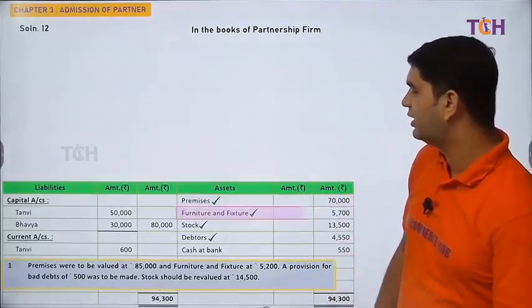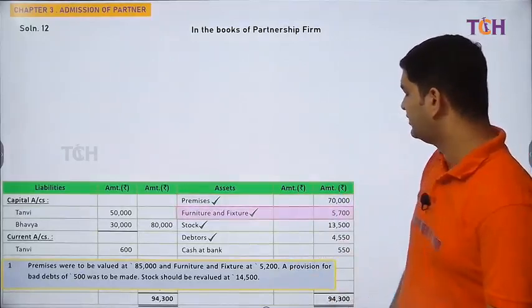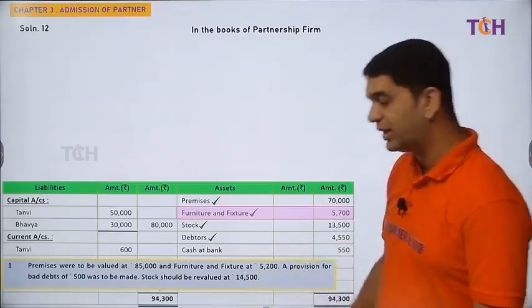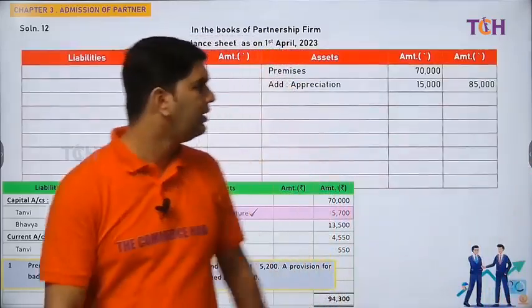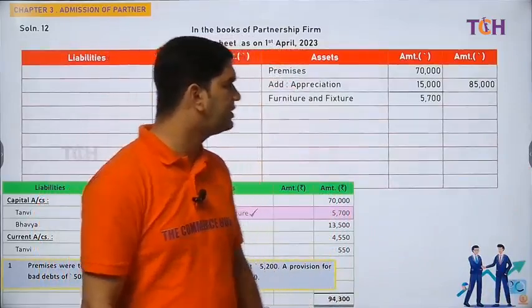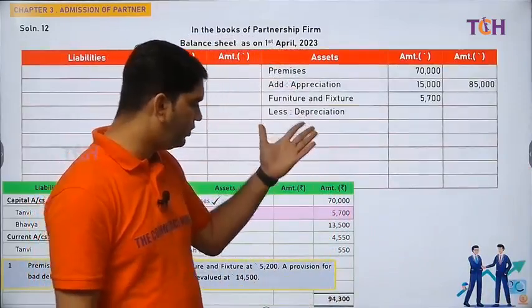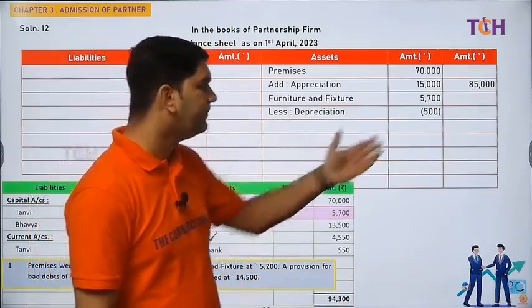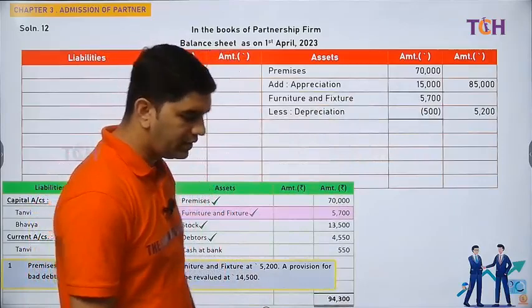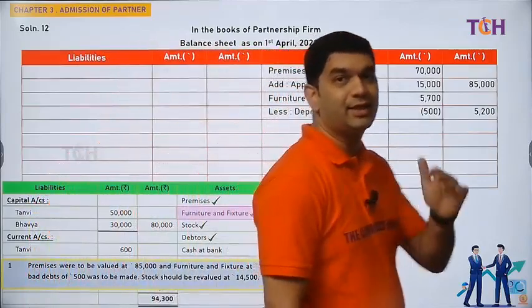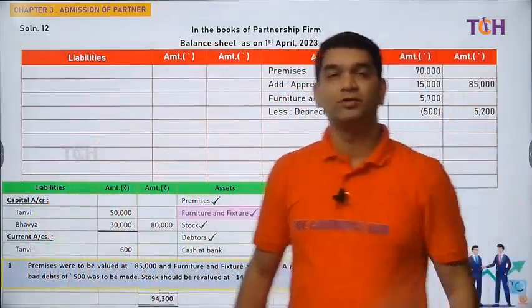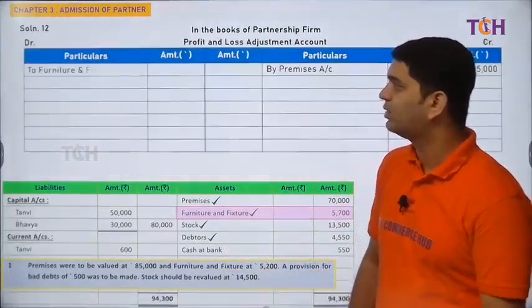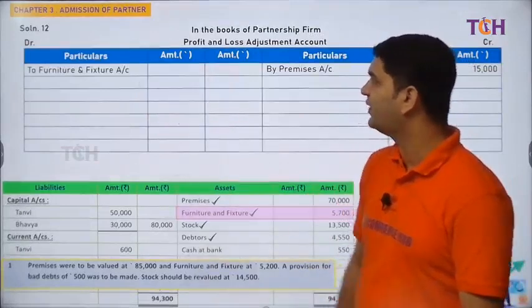Moving forward, furniture and fixture 5,700. It is decreasing, it is becoming 5,200. So let's first write in the balance sheet asset side, furniture fixture inner column 5,700. The value given is 5,200. So it is depreciating by 500 obviously. So outer column 5,200. As the asset is depreciating, the asset's value is going down. So it is a loss for the firm. So we'll write it in the revaluation or P&L adjustment account on the debit side, to furniture fixture amount 500.